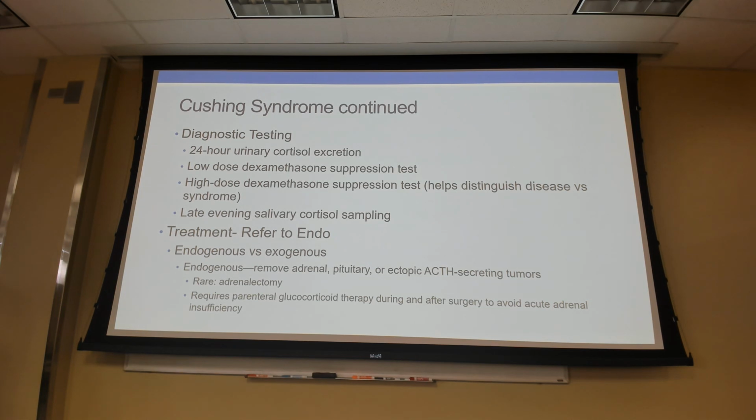Your 24-hour urine cortisol level, is that in Cushing's going to be high or low? High. Good. And endo will help distinguish with the dexamethasone suppression test. If you're doing high dose or low dose, does that suppress that system, or does it keep going regardless? That's an endocrinology test that they're going to be doing.